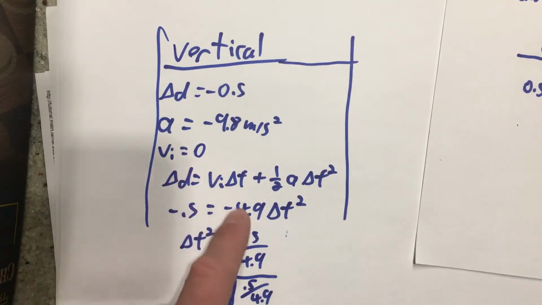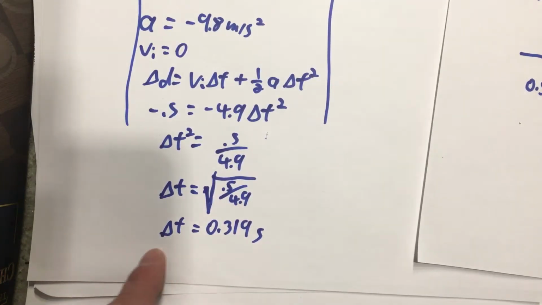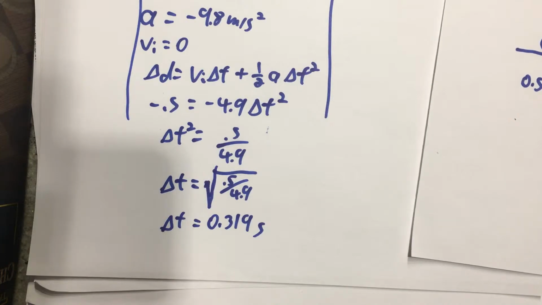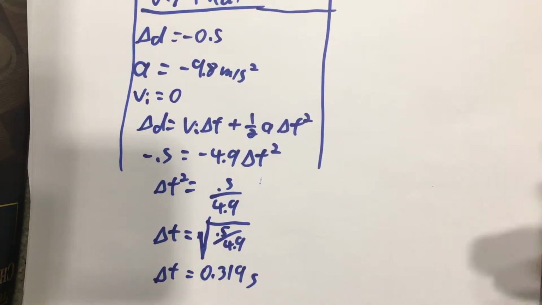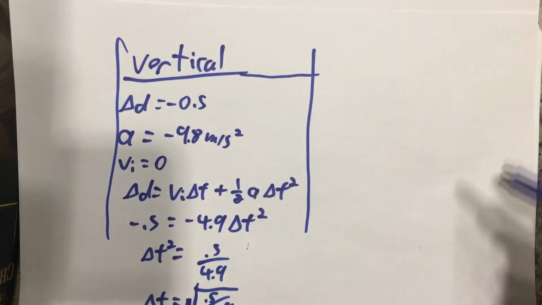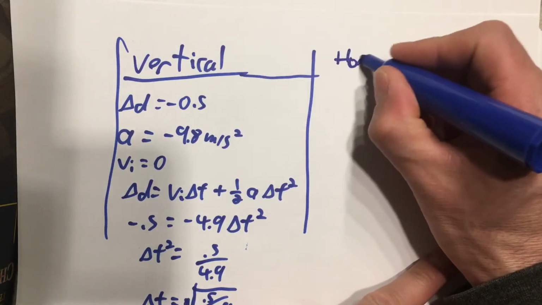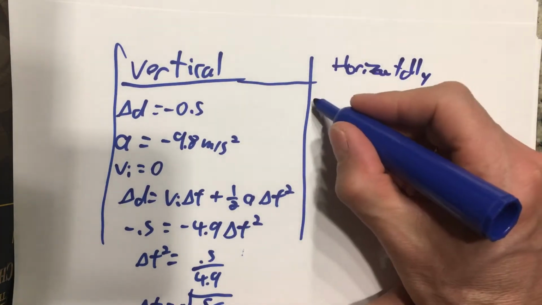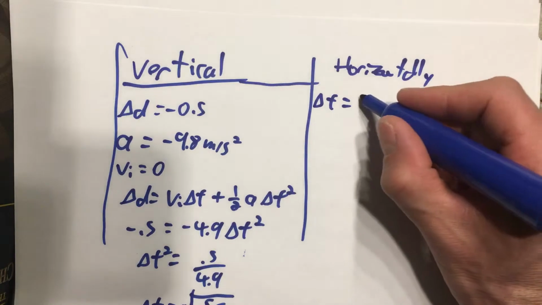Because our initial velocity was 0, it was simplified. Do a little bit of algebra, all of that is to determine time. Now, time is the same both vertically and horizontally. We don't have vertical and horizontal components of time, certainly not when we're doing Newtonian mechanics, which is what we call this classification of physics. So, horizontally, our time, delta t, is the same.